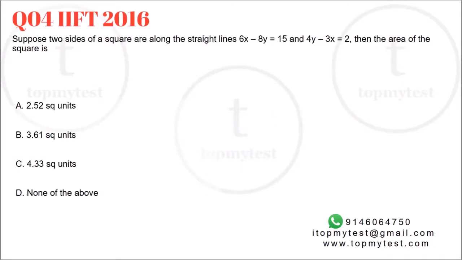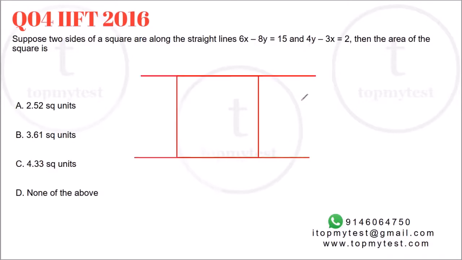The fourth question is from IFT 2016. Again, a very similar question to the previous ones. Suppose two sides of a square are along the straight lines here. What is the area of the square? Okay, now if you observe carefully, these two sides are parallel to each other. So you will get two sides and you are given two parallel sides.